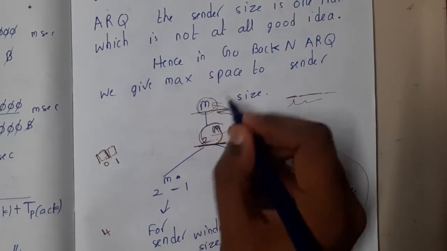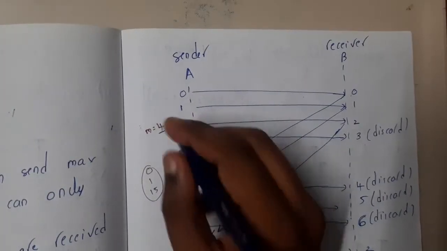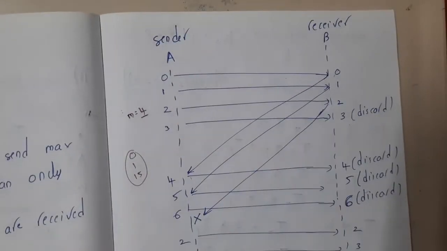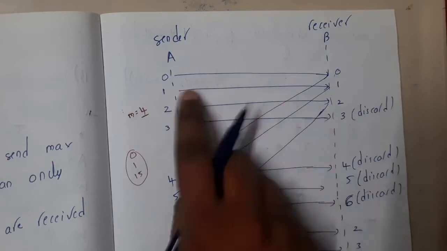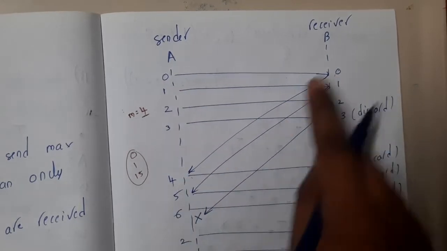I was a bit confused at that time. So this many packets or frames we can send at any moment of time. As I told, in the example we are taking n equal to 4. That is the reason why I am able to send 4 packets at a moment of time. So first I will send those 4 packets and I got the acknowledgement of 0.